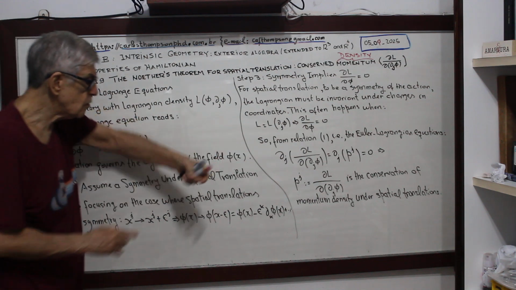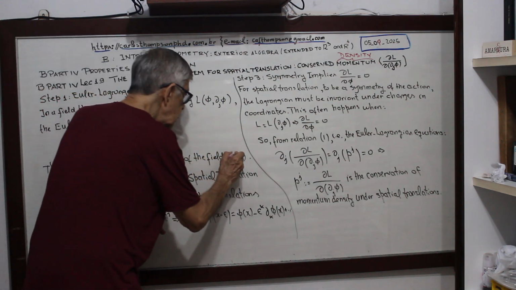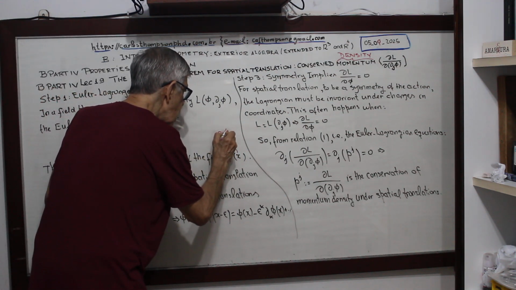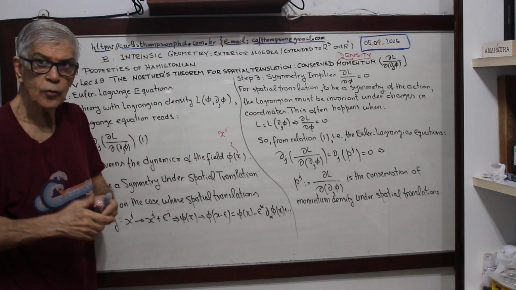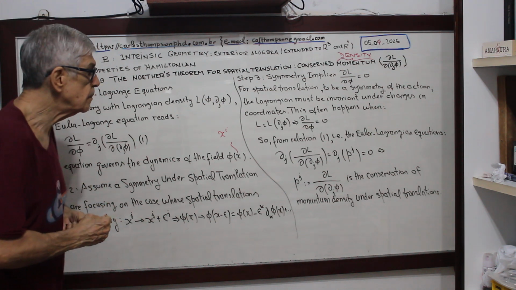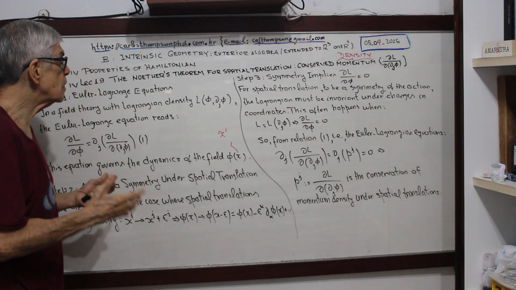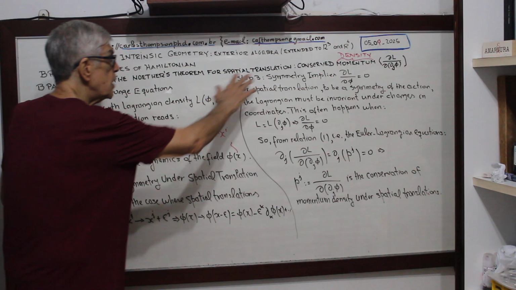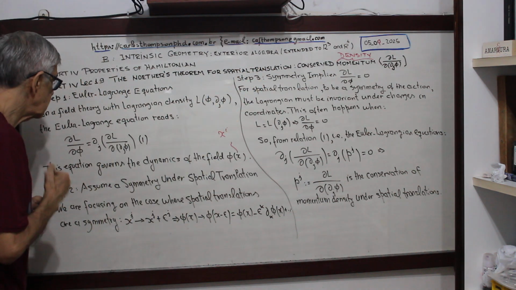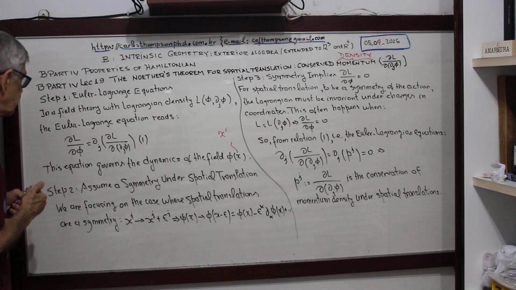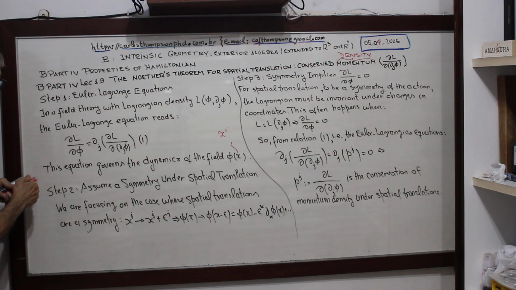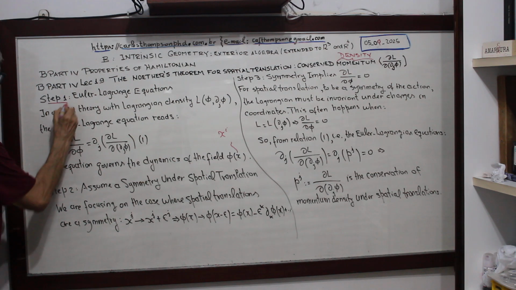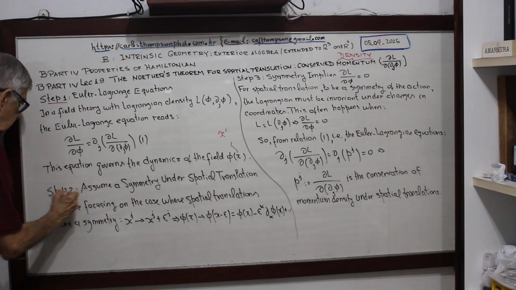Remember that x over here is x_i, x1, x2, and x3. No time is involved, since you are dealing with a spatial translation only, not time translation. So, in this case, let's go to step 2. This is step 1, this is step 2.